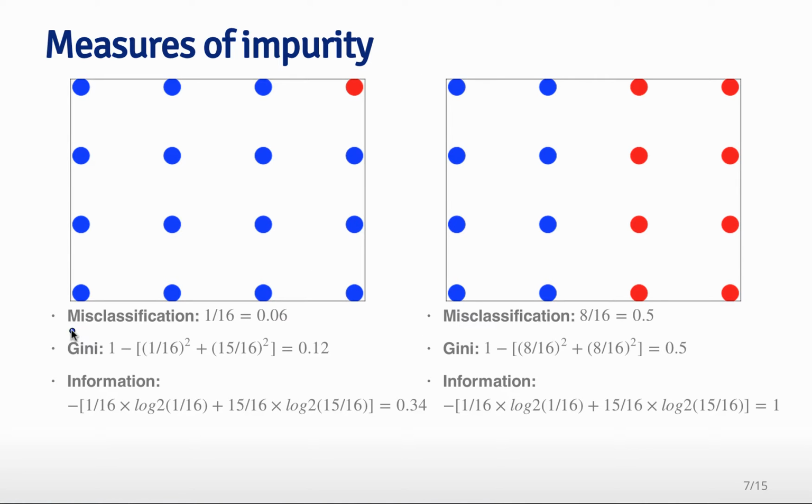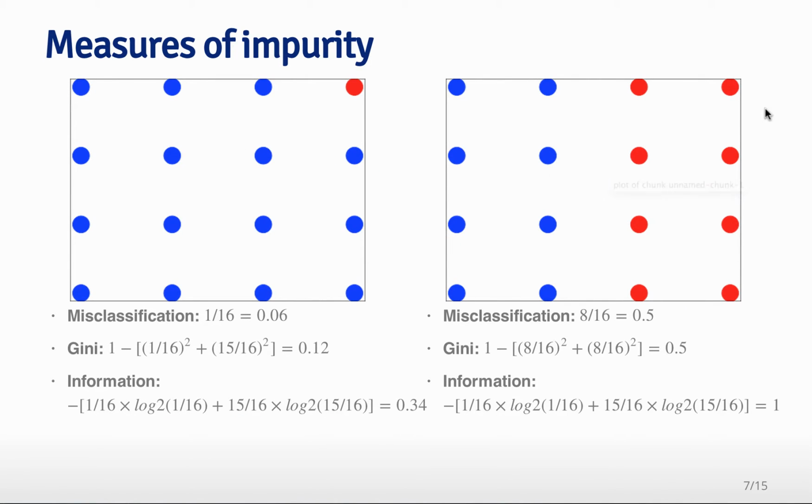And so the misclassification rate would be 1 out of 16, so that's just this one dot here, and so it's a relatively low value. The Gini index would also be low because it's 1 minus 1 divided by 16 squared plus 15 divided by 16 squared, which is a relatively small number. And then the information gain similarly would be smaller, towards 0, because it's 1 over 16 times log base 2 of 1/16, plus 15 divided by 16 times log base 2 of 15 divided by 16. So that's a case where there's a relatively pure outcome in the two groups.